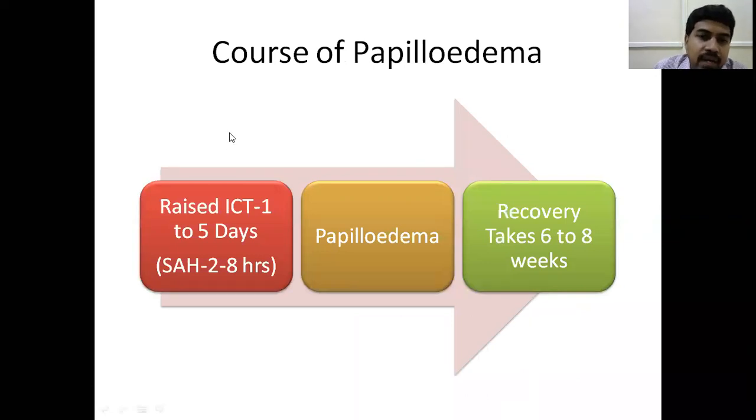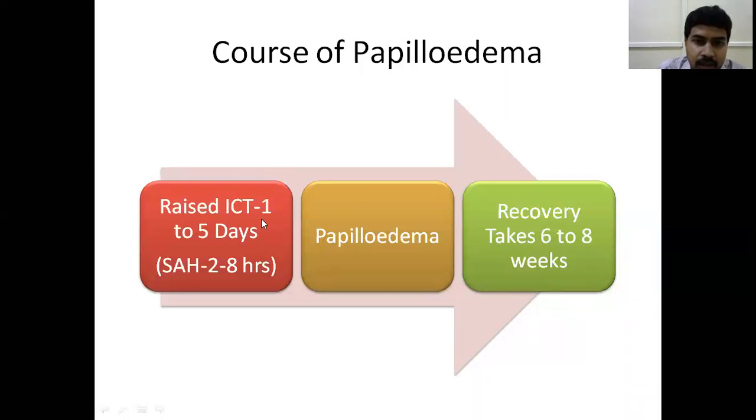So usually within how many days does this papilledema manifest? Raised ICT, within 1 to 5 days. Suppose there is some head injury to the patient, a road traffic accident, and the patient has got some intracranial bleed. So within 24 hours to 5 days, the papilledema can get manifested.